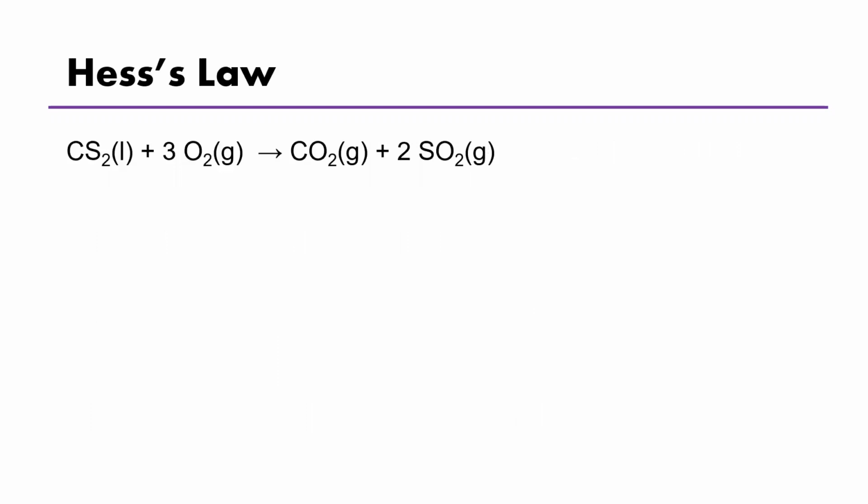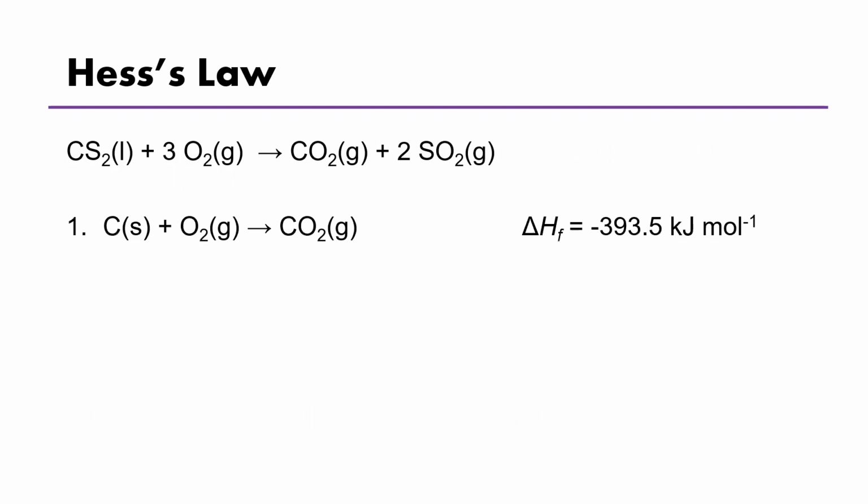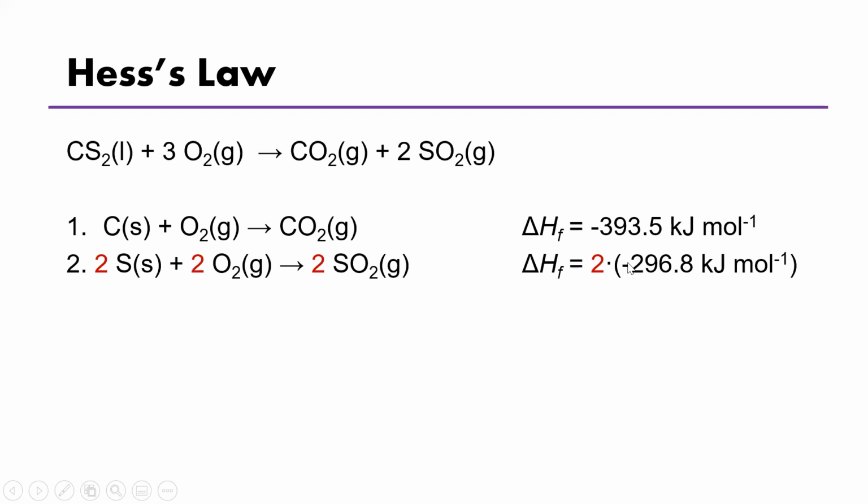So to compute the total change of entropy of formation, we use Hess's law. So we have the reaction given here. In the first step, we calculate the CO2. You see one carbon plus oxygen reacts to carbon dioxide, and the change in entropy of formation is minus 393.5 kilojoules per mole. In the second step, we calculate sulfur dioxide.